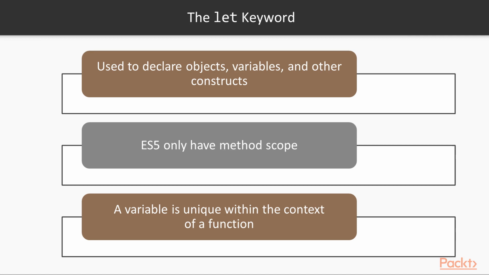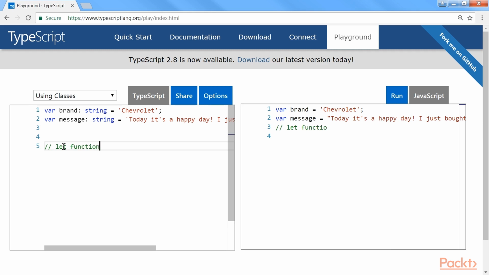So firstly, what do we mean by function scope? We mean that a variable is unique within the context of a function. For example, have a look at this piece of code. Here we've declared a variable, a, and it's unique in the scope of that function test. There can be no other variable a in that function. If you do declare more of it, then you will effectively redefine it.